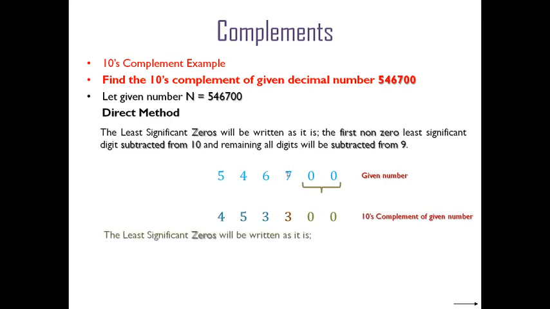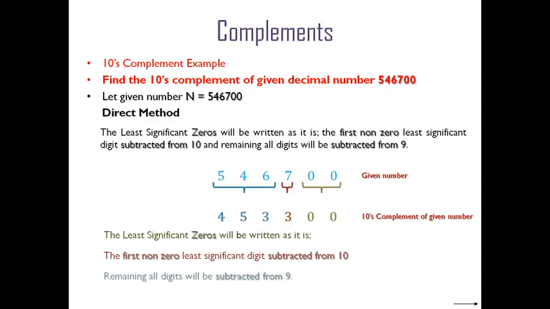the second step is that the least significant non-zero digit will be subtracted from 10. Subtracting this from 10, we got this 3, and all the remaining digits will be subtracted from 9. If we subtract all these bits from 9, we will get it like this. This is the final tens complement.